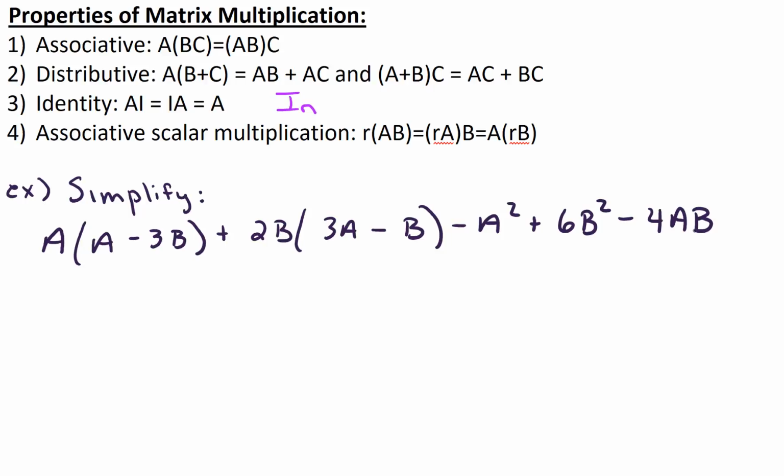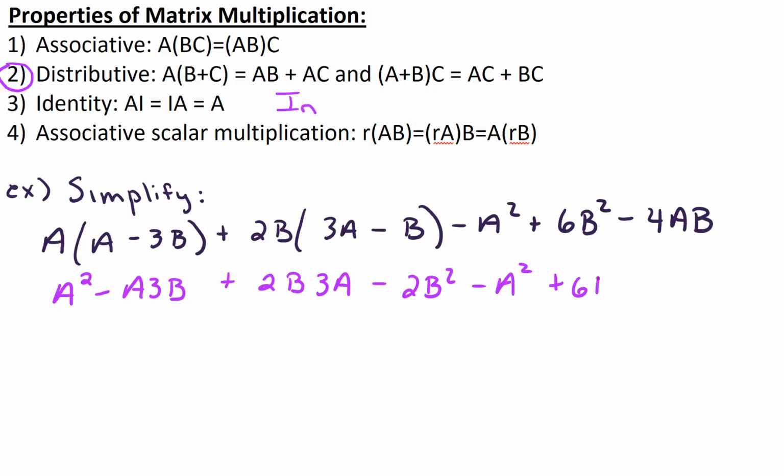Okay, so what are some things we can do? Well, first of all, we can multiply A times A minus 3B, and that's using our distributive property. So let's use that here. We get A squared, A times A is A squared, and now we get negative A times 3B. Similarly, let's use that distributive property over here. We have 2B times 3A, and we have a 2B squared, and I'll just copy down the rest of the equation.